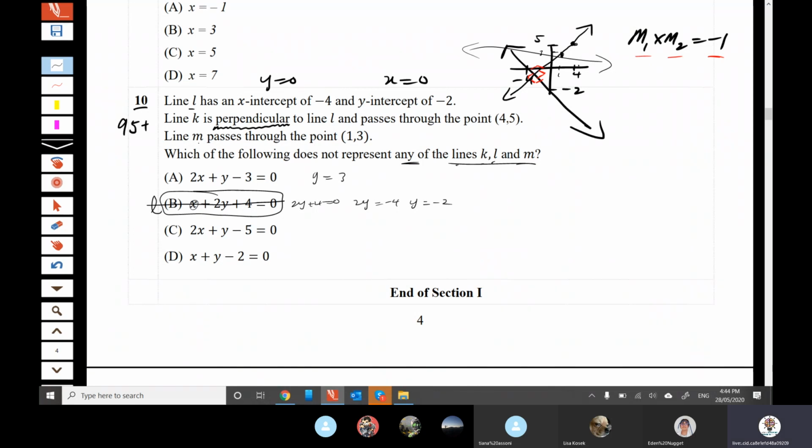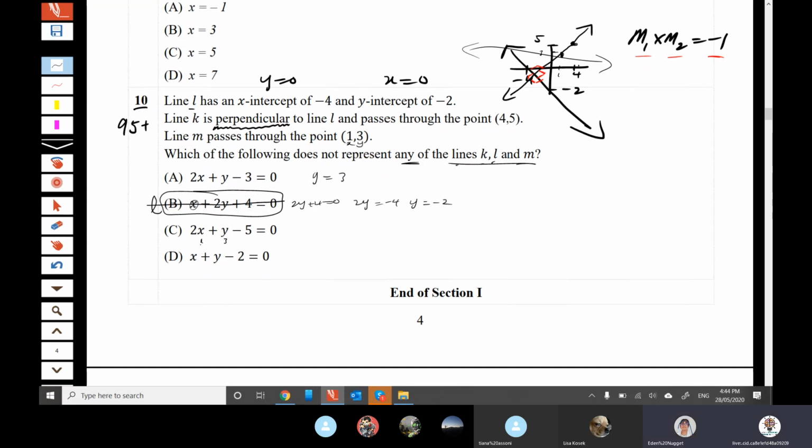All right. The line M. Line M passes through the point X and Y. X is 1, Y is 3. So X is 1, Y is 3. 1 plus 3 is 4. 4 take away 2 does not become 0. So that's not line M.